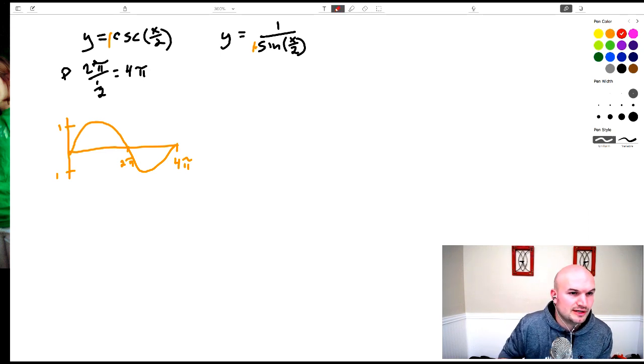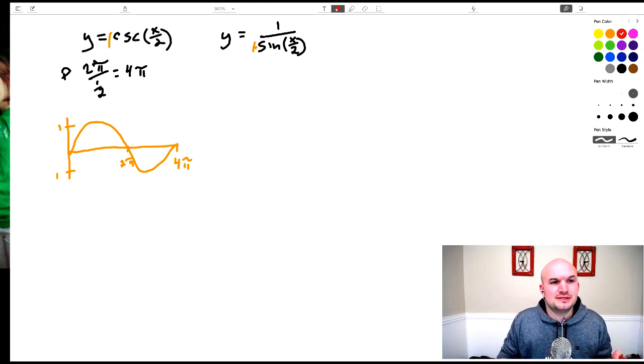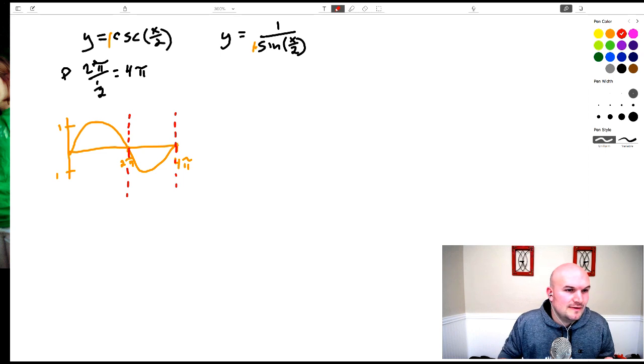A couple things we noticed, which we already did in my class, looking at decimals and comparing them: at 2 pi, for the cosecant graph, there is an asymptote there. For every single intercept on the sine graph, there is an asymptote.